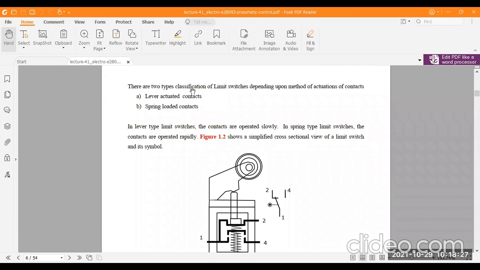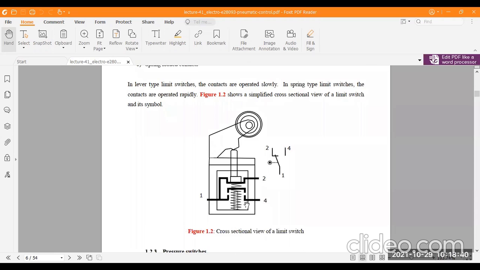There are two types of limit switches we can classify. One is the lever actuated contacts, and the other is the spring loaded contacts. Here you can see one spring we use, and one rotating device. This rotating device is pressing down. When pressure is given, the switch goes to the closing position. These are basically the symbols of the limit switches.